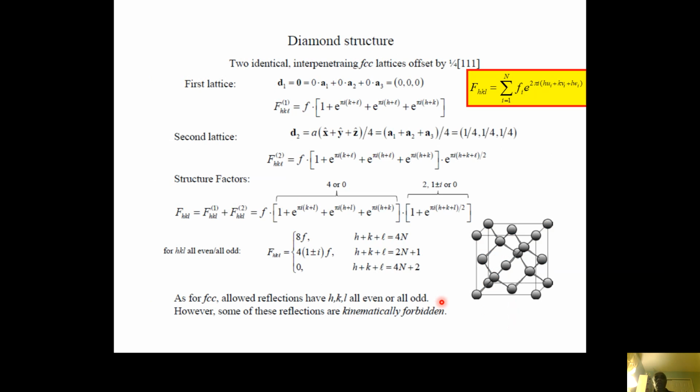Okay, so now if you go to the diamond structure, if you are familiar, diamond is nothing but 2 FCC structures, interpenetrated. You can think of it as 2 lattices.